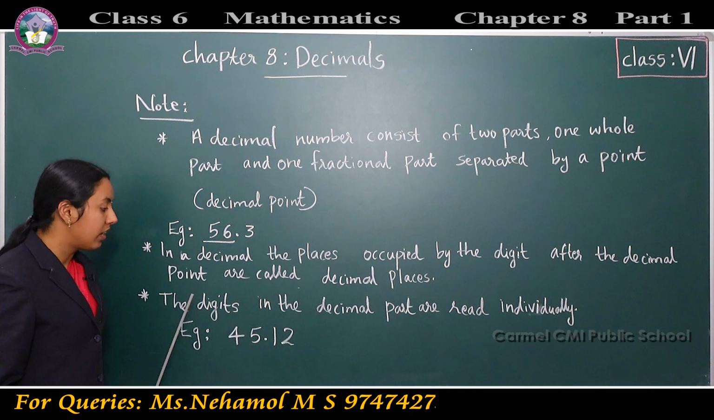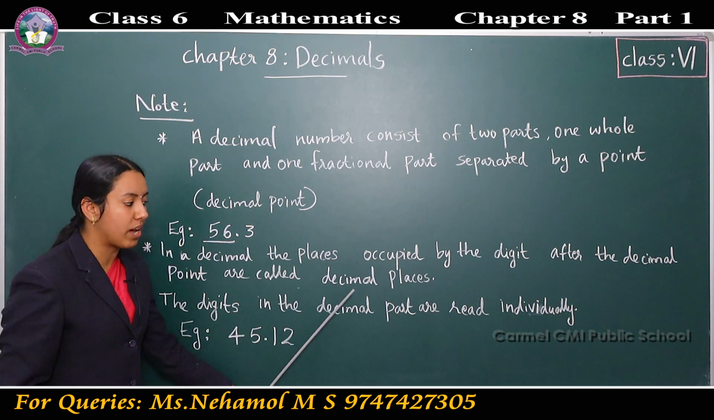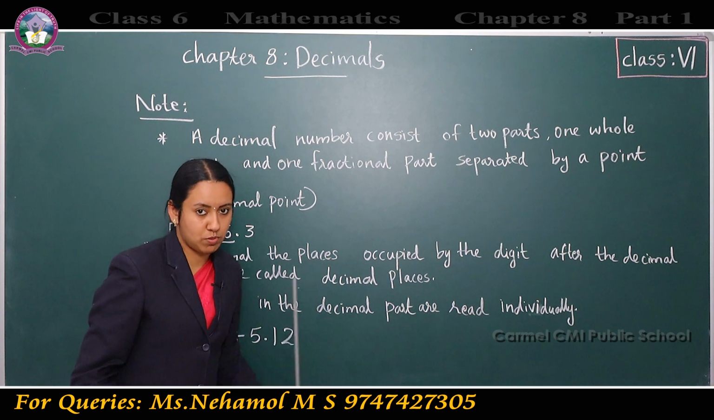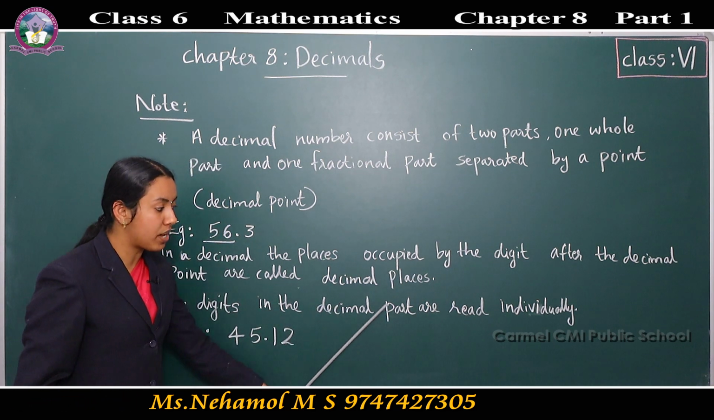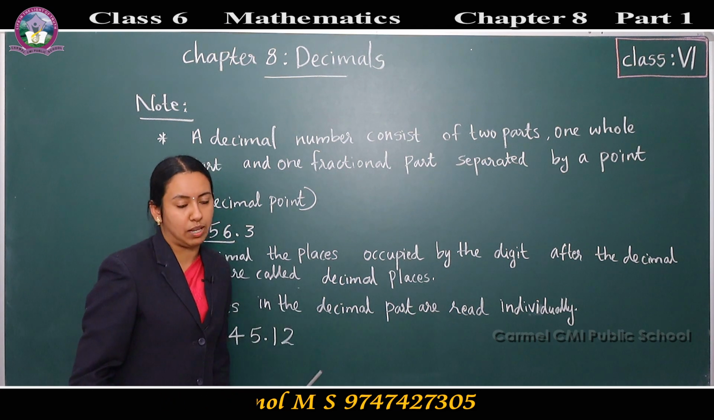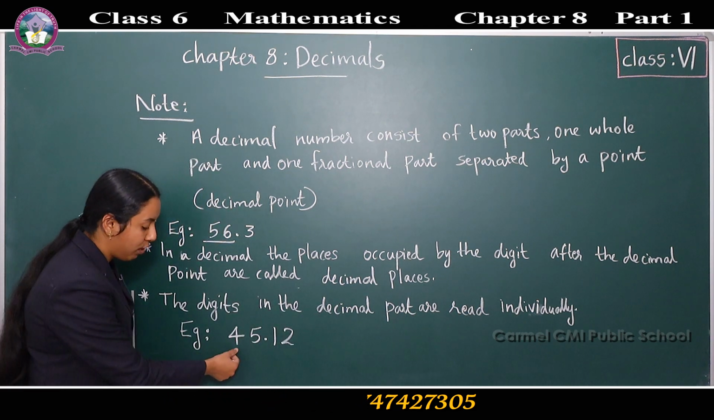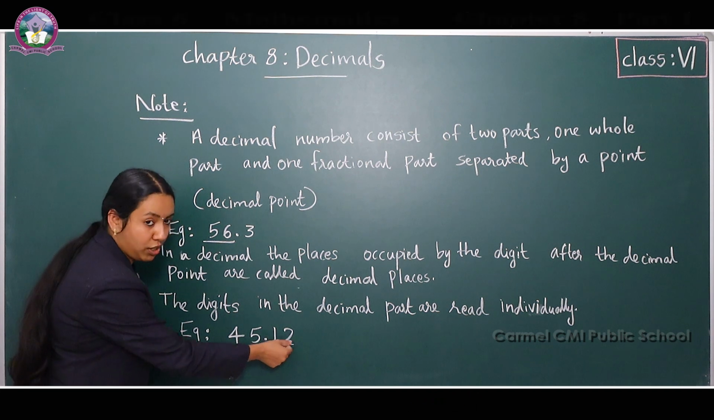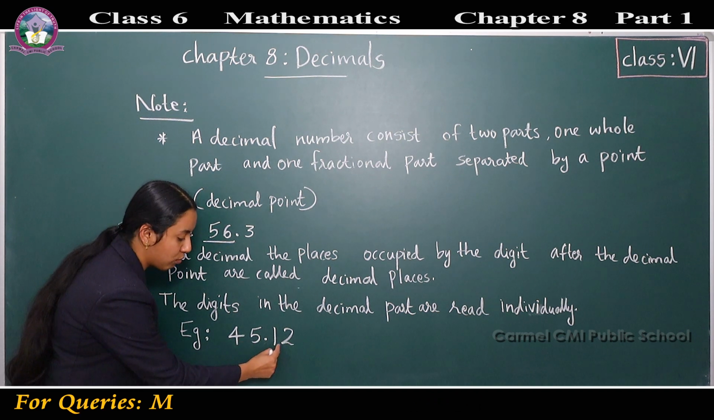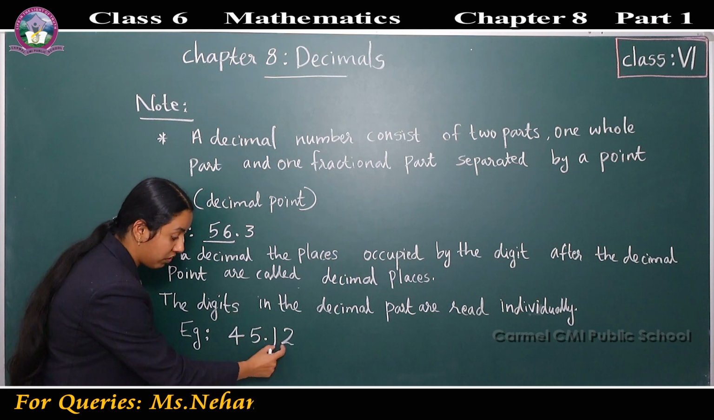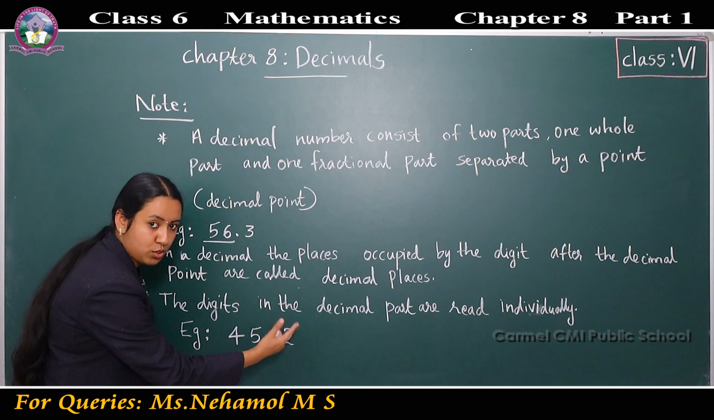Then the next point: the digits in the decimal part are read individually. That means, consider this example, 45.12. We read it as forty-five point one two, not point twelve. We read this as 1, 2.